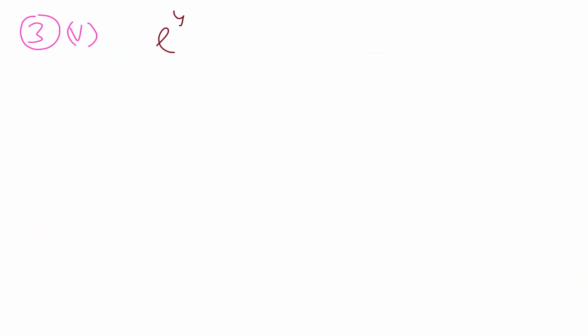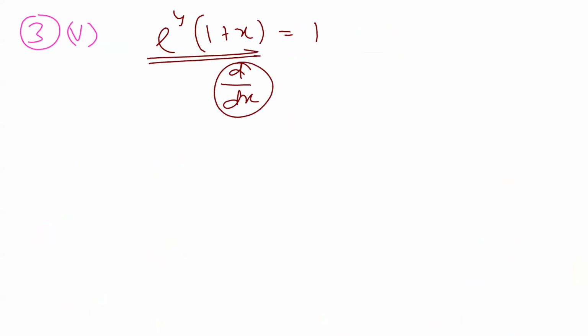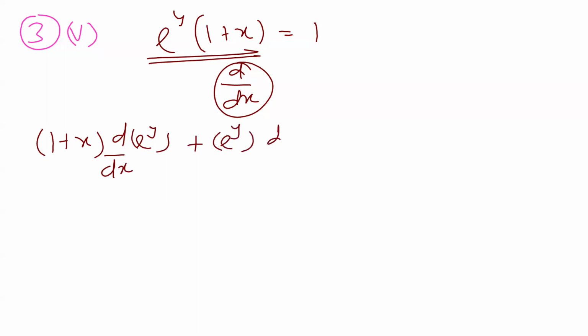So e raised to y into 1 plus x is equal to 1. Fine. So we are supposed to prove something over here. d square y by dx square is equal to dy by dx the whole square. That is what we are supposed to do. Fine. So first we'll derivate this, d by dx. Left hand side we are going to apply product rule, u into v. So v derivative of u plus u derivative of v equal to 0. Derivative of 1 is 0 on the right hand side.